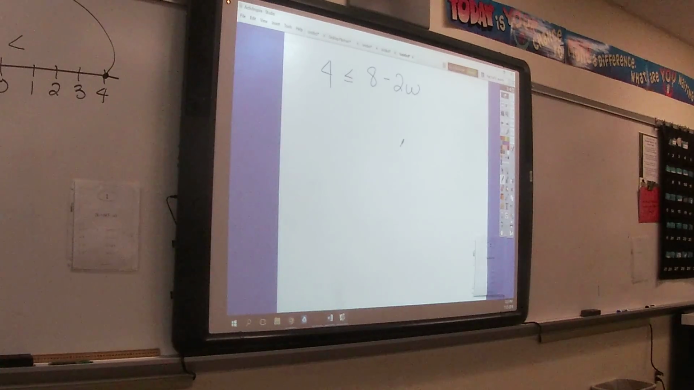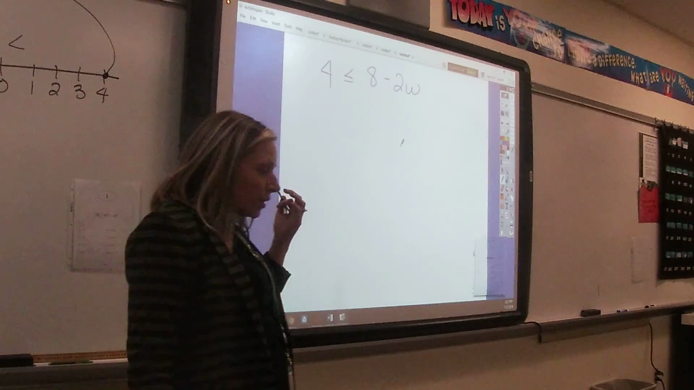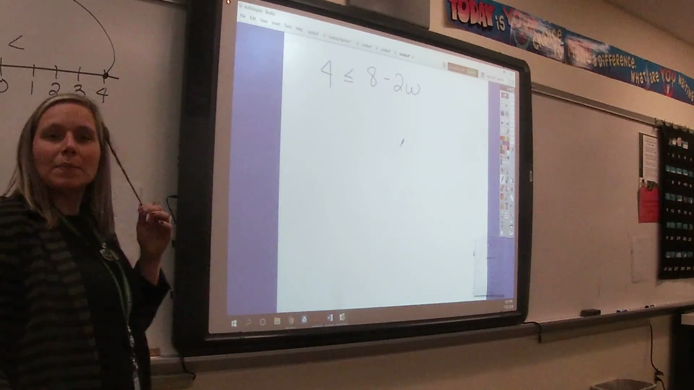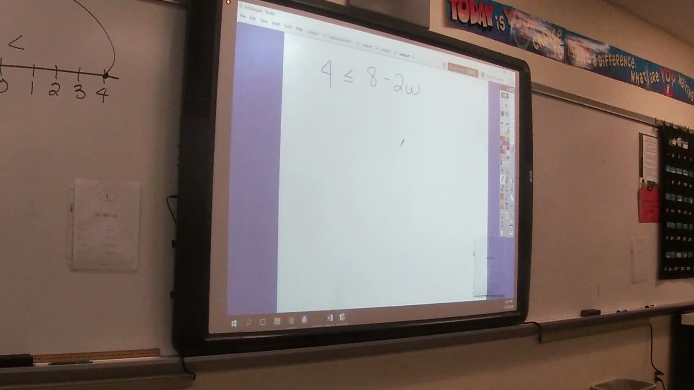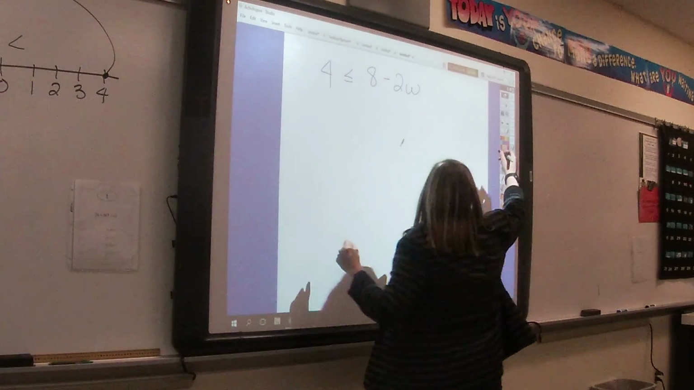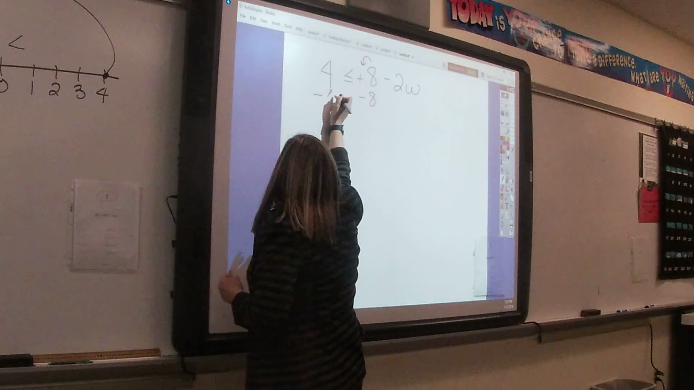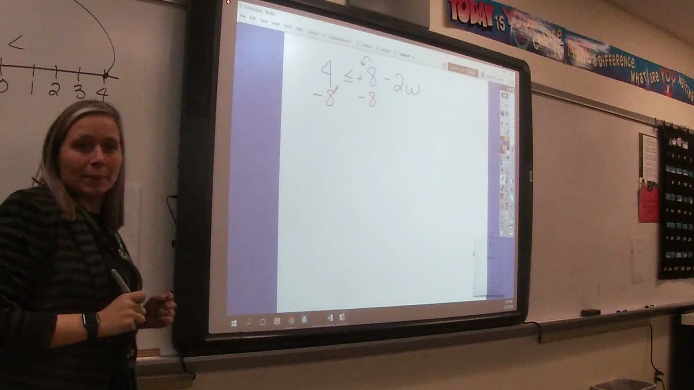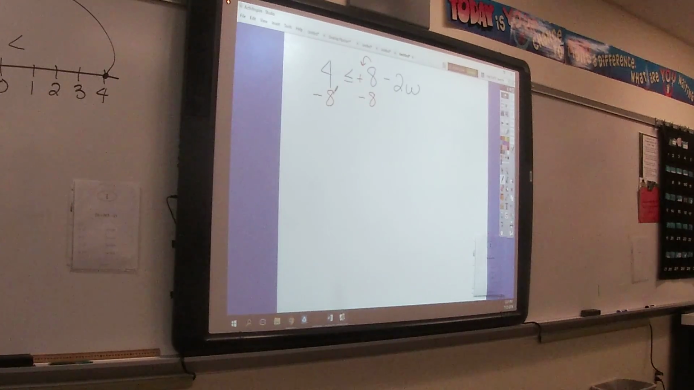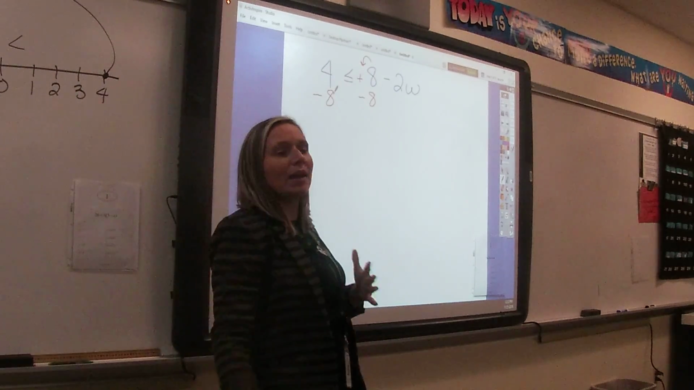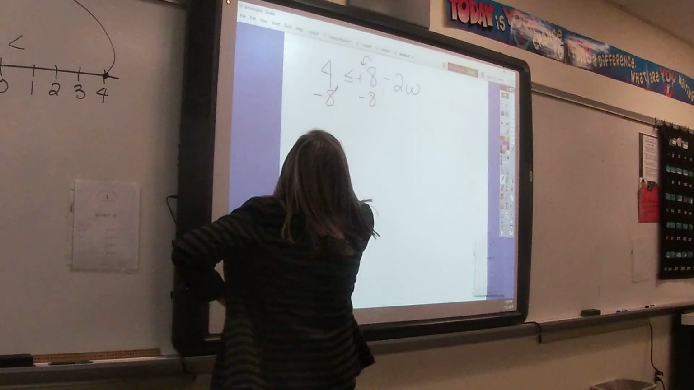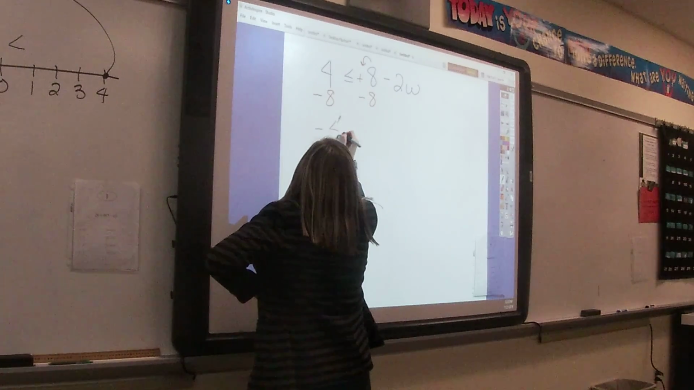Less than or equal to 8 minus 2w. Okay, so kind of just ignore that there's an inequality symbol there. We're just thinking our normal steps here. What are we going to do first to solve this? Subtract 8. Okay, so the 8 is positive, so I'm going to use a negative. Is this a reason to flip the sign? No. Why not? Subtract. Addition and subtraction, it doesn't matter if there's negative or positives. So now I'm going to get a -4.